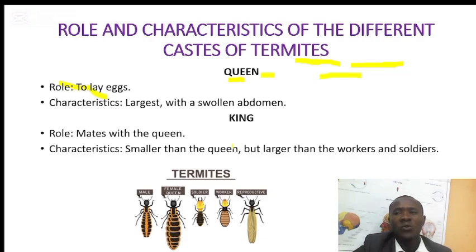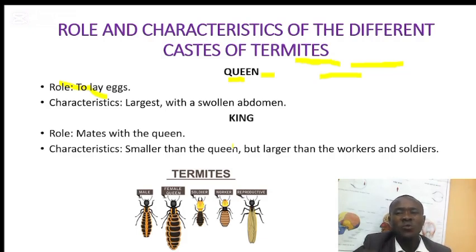So let's start with termites. And I have to give a brief revision concerning WASP from classification, where we talk about arthropods and where we talk about class Insecta. The termite is found under the phylum Arthropoda and under the class Insecta.